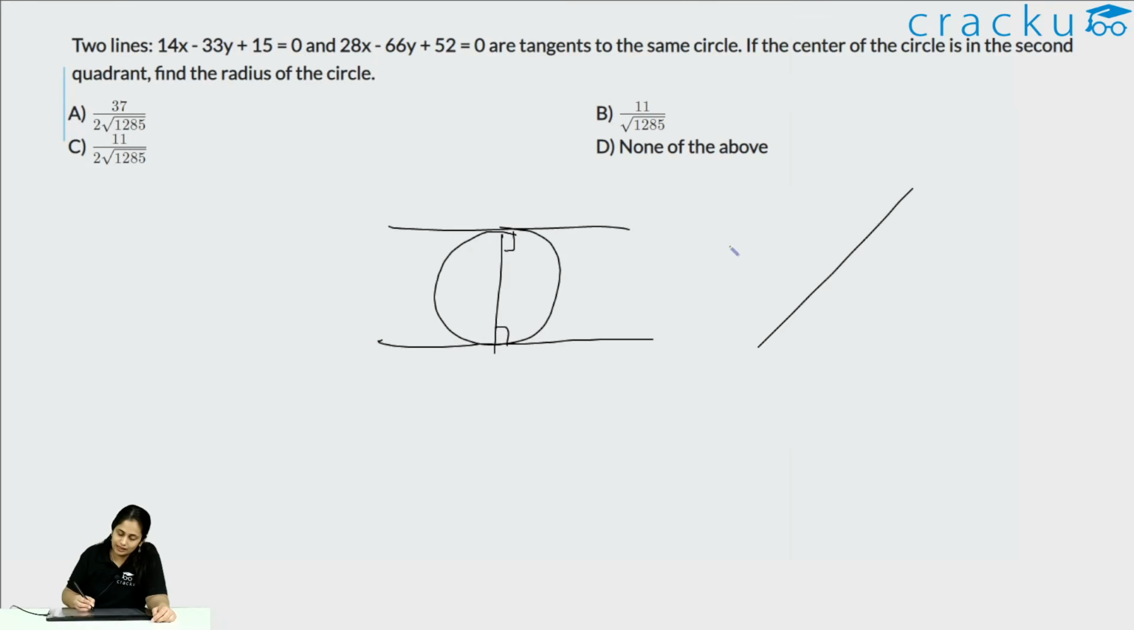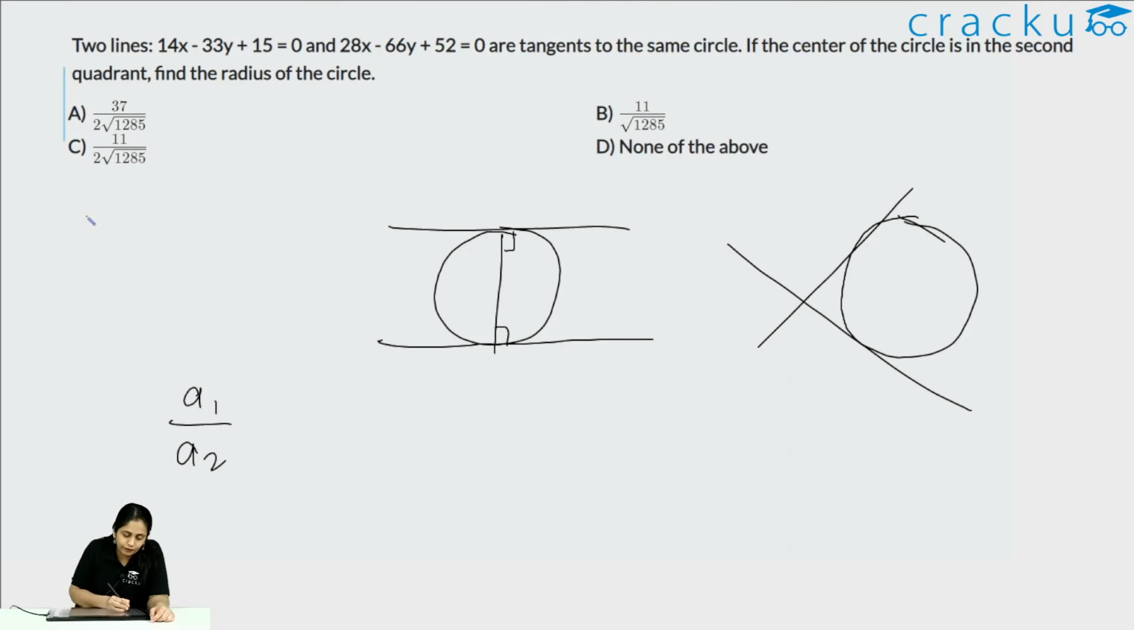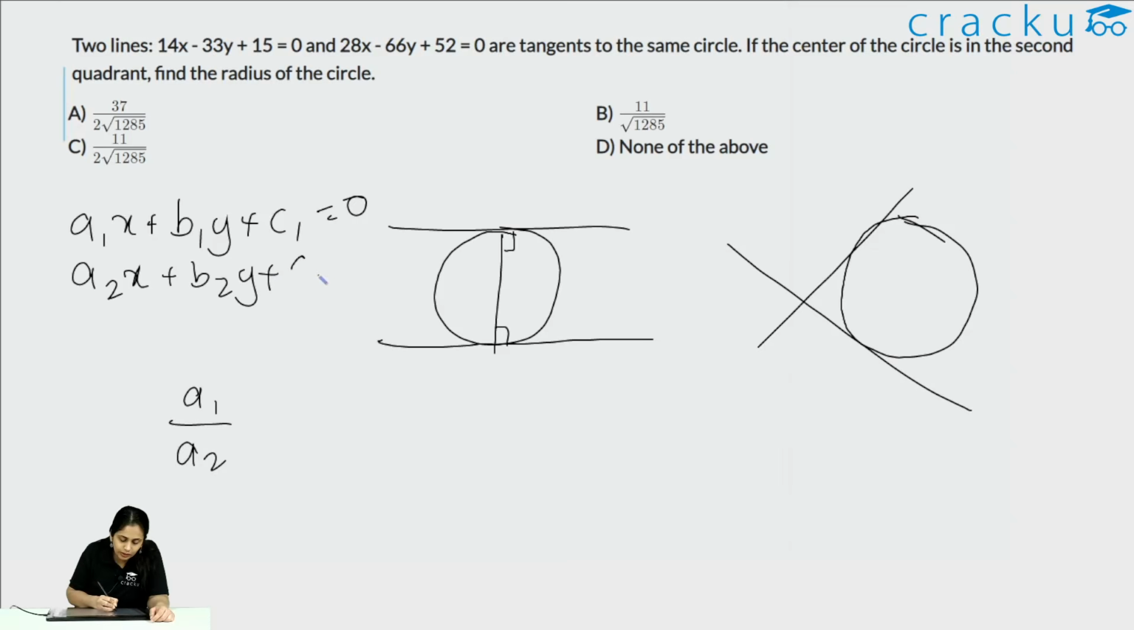On the other hand, if these are intersecting lines, then you have a scenario like this, and from this you will have to find out the radius of the circle. So let us first see which is the case, are these parallel lines or non-parallel lines. Now in this case, if the lines are of the form a1x plus b1y plus c1 equal to 0 and a2x plus b2y plus c2 is equal to 0, you have to basically see if a1 by a2 is equal to b1 by b2 is not equal to c1 by c2.